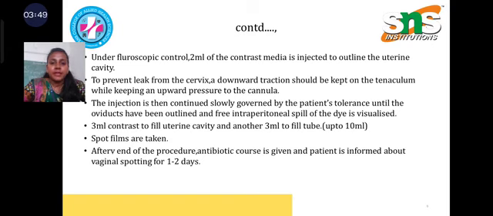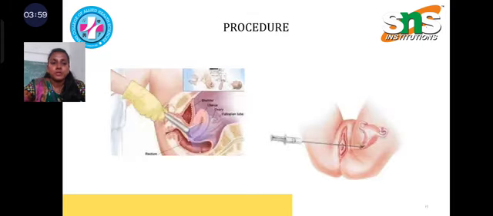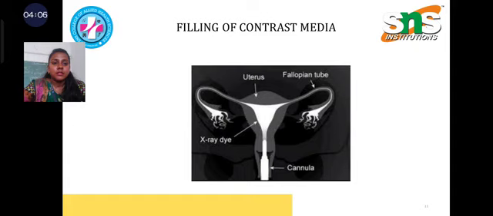Spot films are taken. After the end of the procedure, an antibiotic course is given and the patient is informed about vaginal spotting for 1 to 2 days. This is how the procedure is performed. This is how the filling of contrast media looks.